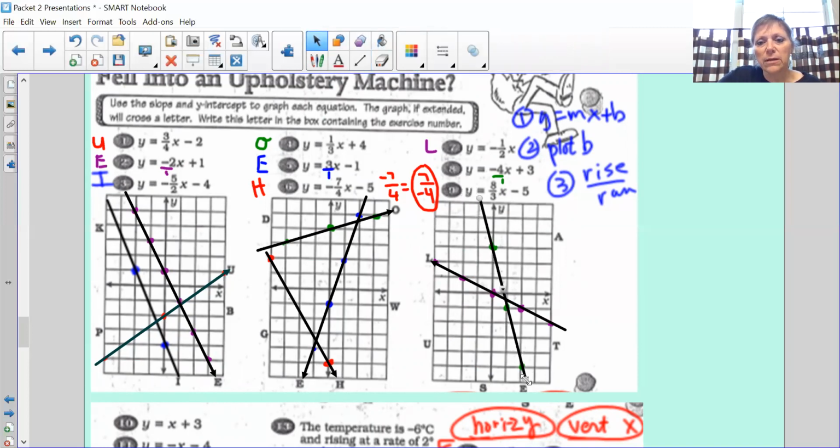Okay, definitely needs a little adjustment. And we're going to say E for that one. So 8 is E.